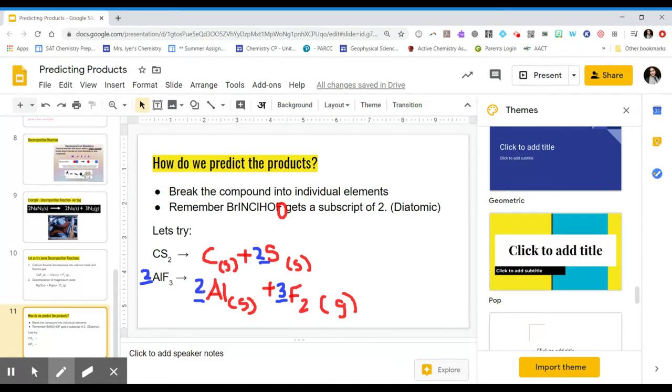So a decomposition reaction involves breaking down a substance. I hope this video helped you understand decomposition reactions.